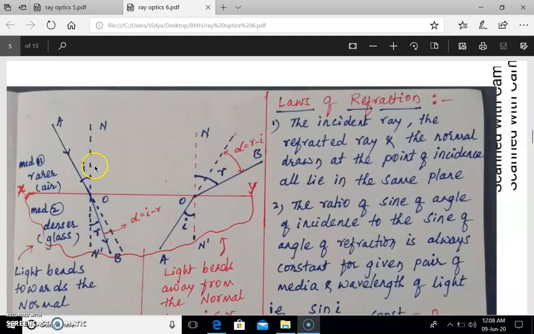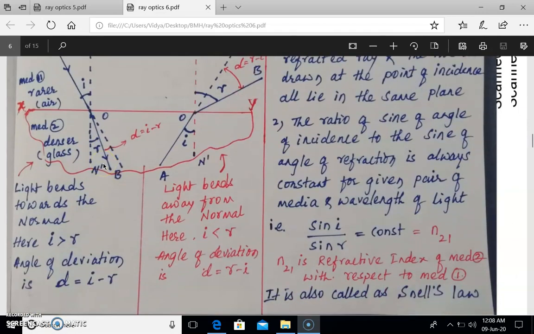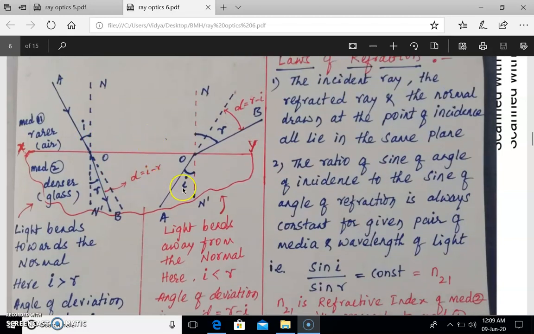R is the angle of refraction. For light traveling from air to glass, rarer to denser, the angle of refraction is less than the angle of incidence. For light traveling from denser to rarer, AO is the incident ray, OB is the refracted ray. So at the interface, the light bends away from the normal here. Angle of refraction is more than angle of incidence.